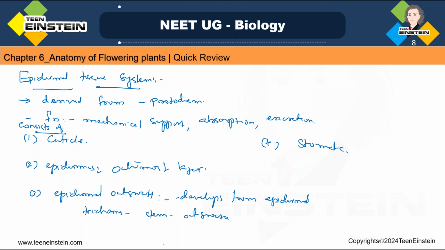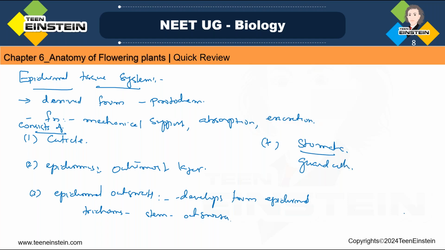Emergences means they are emerging from that part which is helping for protection, which is helping for climbing and all. They are called as emergences, which are the multicellular outgrowths. Like we can say the prickles, which are helping in climbing, and that may help for protection also, right? Then we said stomata. Stomata is present in the plants, and they are the minute openings, right? And this stomata is surrounded by guard cells.